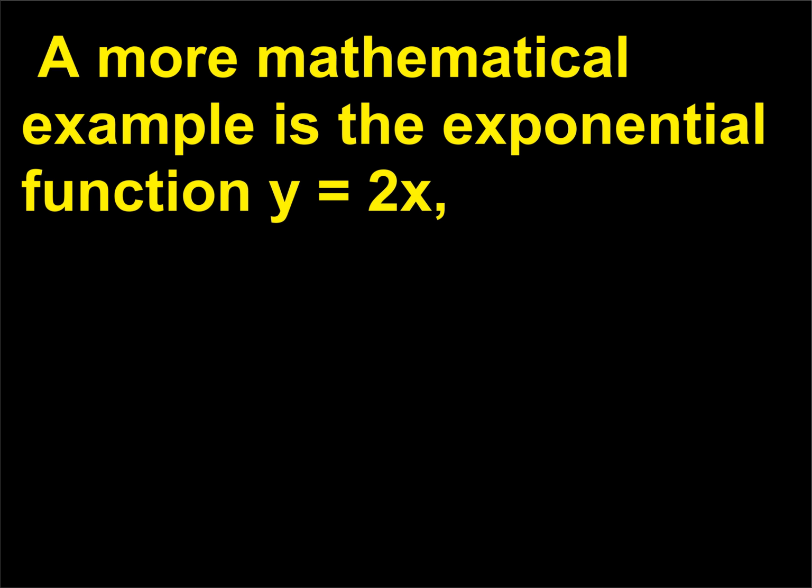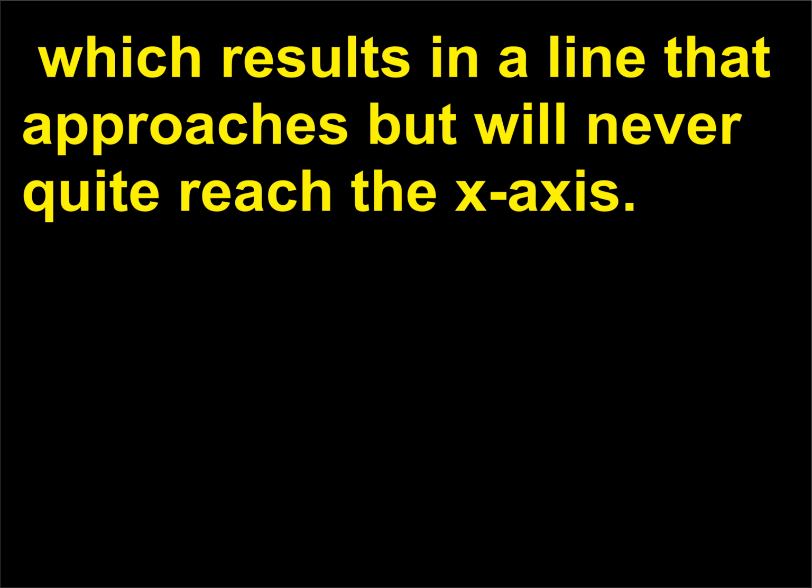A more mathematical example is the exponential function y equals 2^x, which results in a line that approaches but will never quite reach the x-axis. Who was Oliver Heaviside?